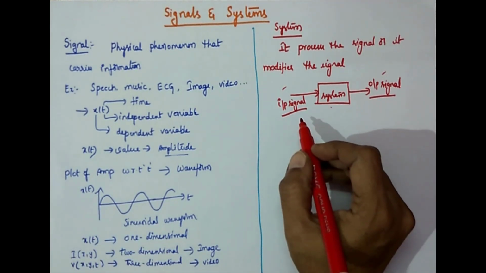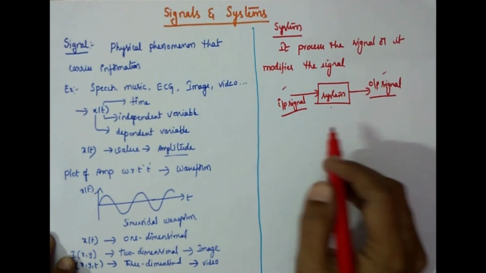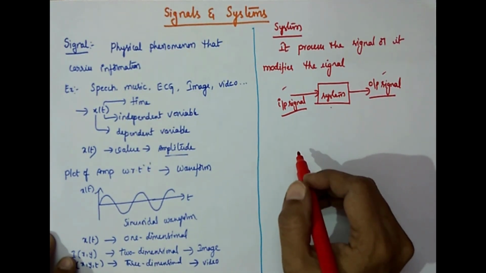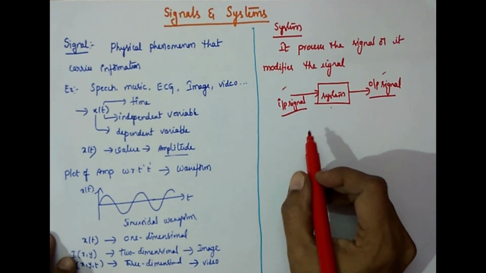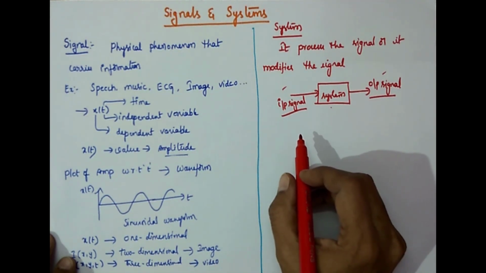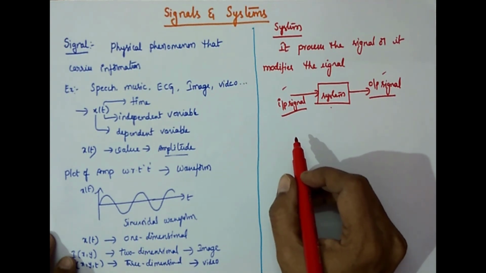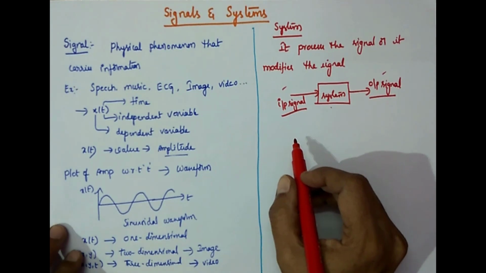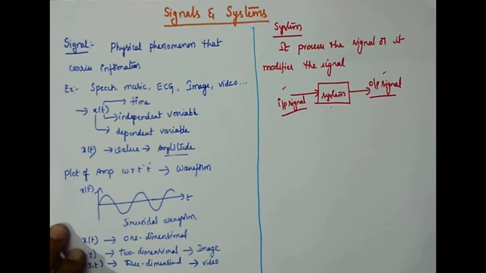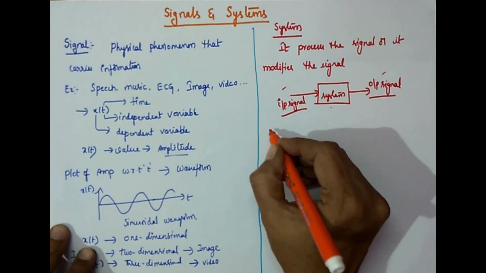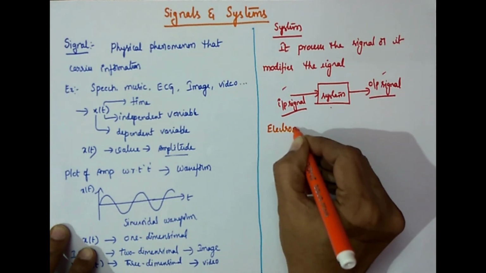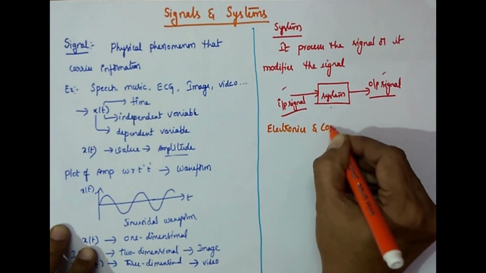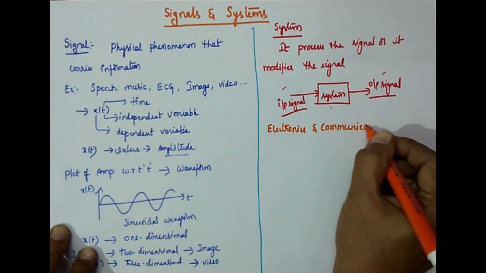So this is the definition of a system. What are the applications of signals and systems? Or what is the objective of the subject signals and systems in electronics and communication engineering? It is not only having applications in electronics and communication engineering, it has many applications in other areas also. Let me explain about our electronics and communication engineering.